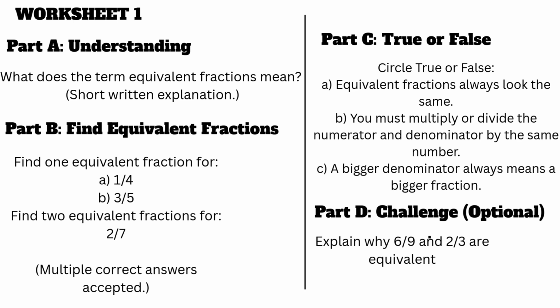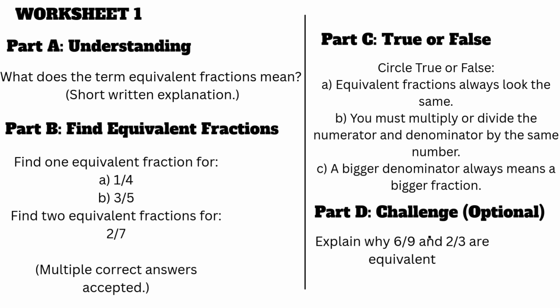And here remember that we did talk about two methods that you can use to find equivalent fractions. The first one is multiply, the second one is divide. I also want you to find two equivalent fractions for 2 divided by 7. Remember here, multiple correct answers are accepted.